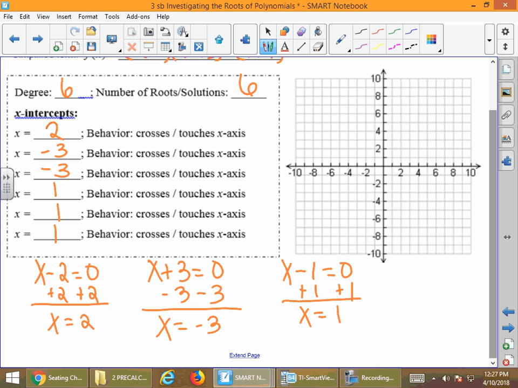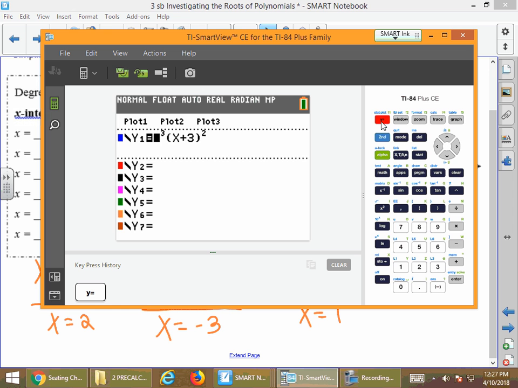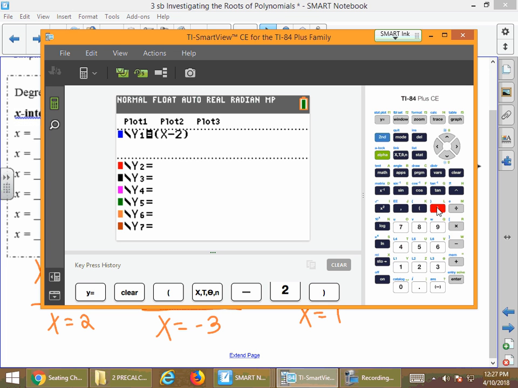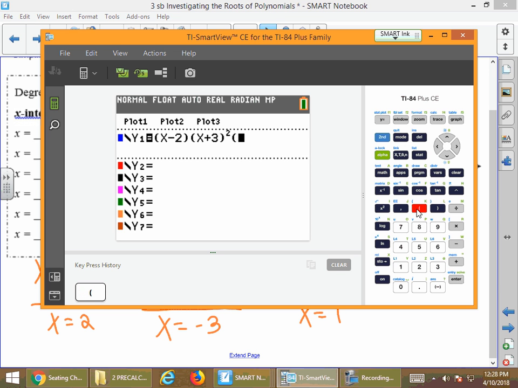And now let's do the best we can to draw a picture. We should be able to see most of the picture on the screen. And in this particular case, x minus 2 times x plus 3 squared. Got to get that typed in correctly though, and this is not going to be easy. One more time. X minus 2, x plus 3 squared, and x minus 1 cubed.